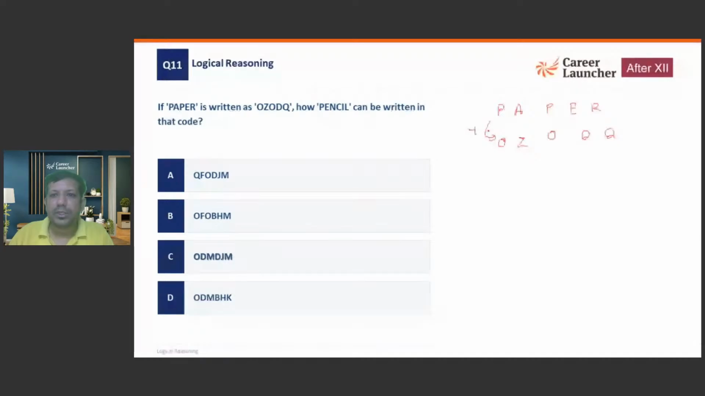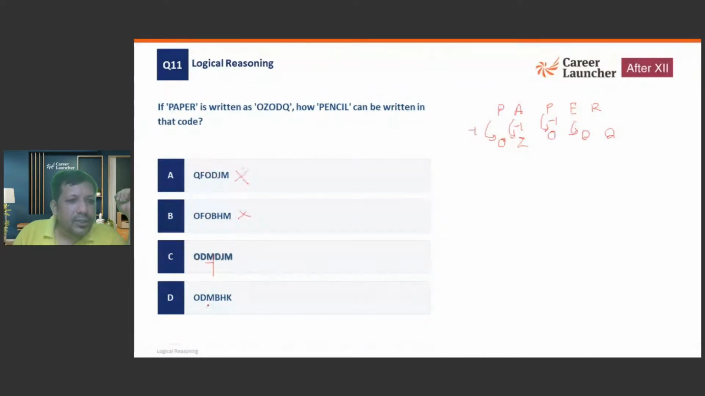Minus 1. This is also what? Minus 1. This is minus 1. So we are going minus 1, right? So P minus 1 is O, so I can eliminate the first option. Okay. E minus 1 is D, so this option is also eliminated.